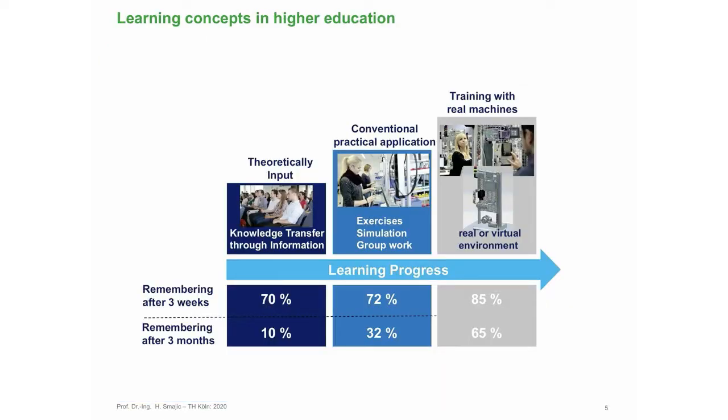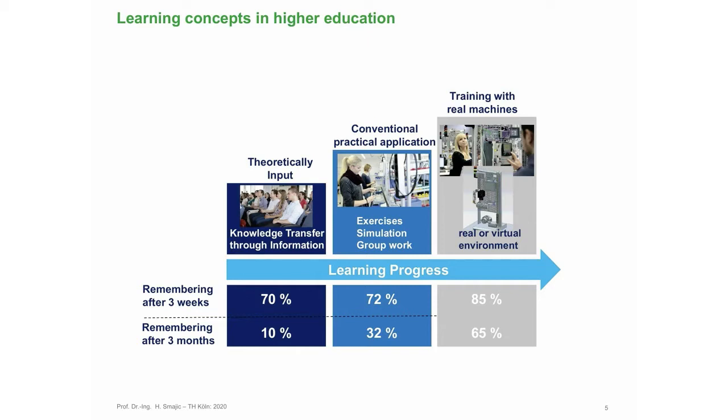Now let's take a look at what education concepts are recently used at universities. The currently most widespread model for knowledge transfer, also at European universities, is in some cases still passive lectures, where knowledge transfer happens through theoretical input and information. However, such knowledge transfer always suffers from a very low recall rate, which after 3 months is about 10%. This survey is a study from the company IBM.